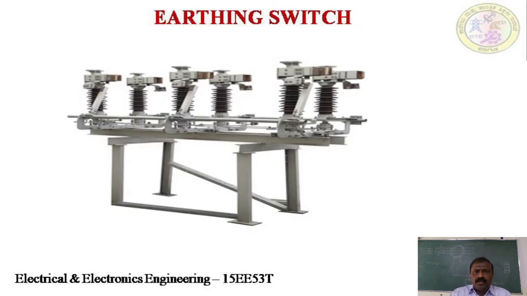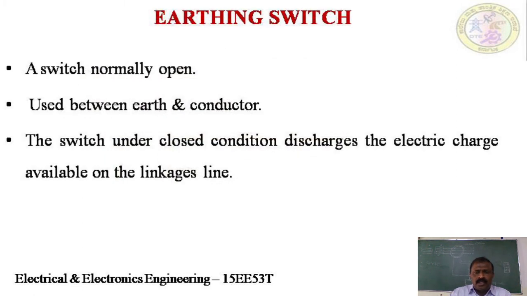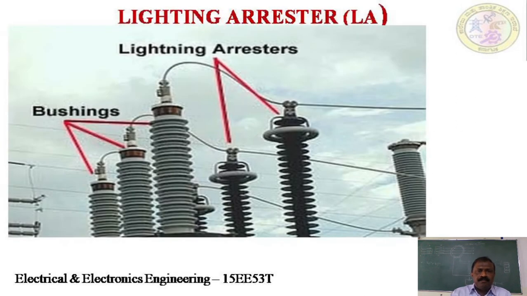This is the pictorial view of the earthing switch. The earthing switch is normally open, and it is used to connect between earth and conductor. The switch under closed condition discharges the electrical charge available on the linkage lines. This is the only purpose of the earthing switch in substations.